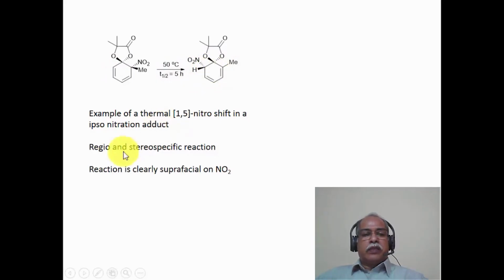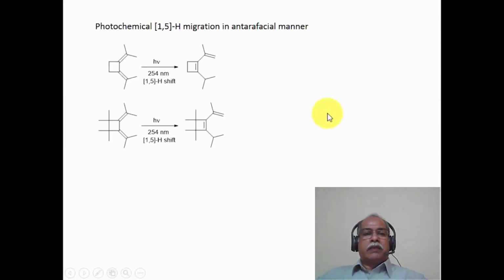So this is a regiospecific as well as a stereospecific reaction. It is regiospecific because it's a 1,5 nitro shift. It is a suprafacial migration, and that is why the stereospecificity also gets into the picture. The reaction is clearly suprafacial with respect to the NO2 migration, is what is illustrated in the example.